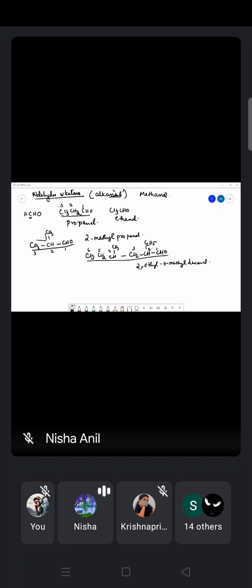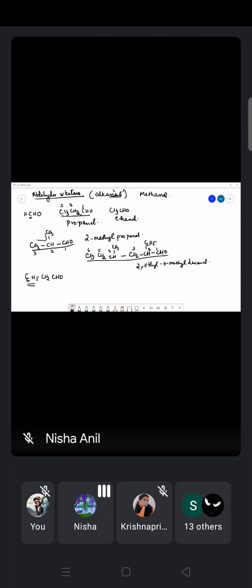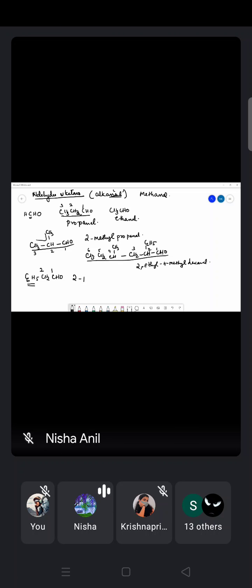Suppose a phenyl group is present in the compound C6H5, CH2, CHO. In this case, the phenyl group is considered as a substituent. So this is ethanol, and in the ethanol, one hydrogen is replaced by a phenyl group. So this is 2-phenyl ethanol. This is 1 and this is 2. The substituent is on the second carbon atom. So 2-phenyl ethanol. The phenyl group is considered as the substituent.